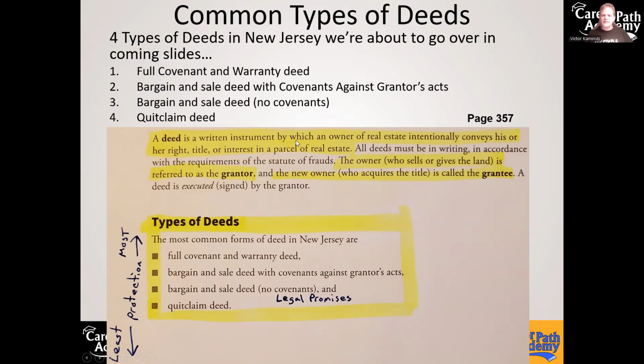A deed is a written instrument by which an owner of real estate intentionally conveys their right, title, or interest in a parcel of real estate. And the owner who sells or gives the land is referred to as the grantor. They're granting their ownership to someone else. And the new owner who acquires that title is called the grantee.